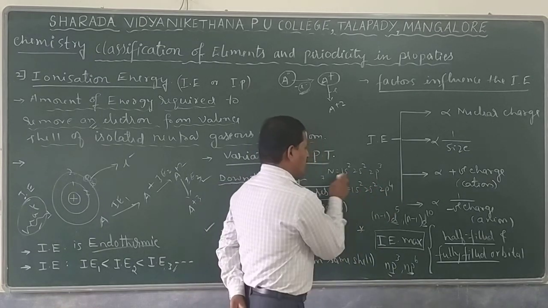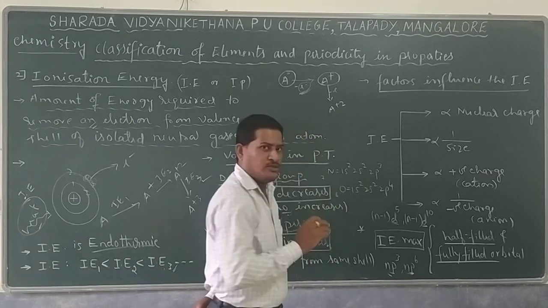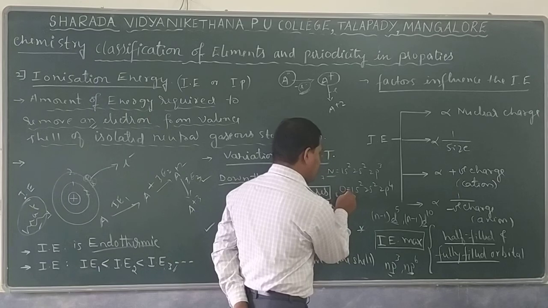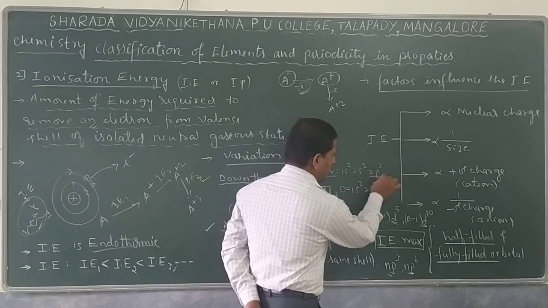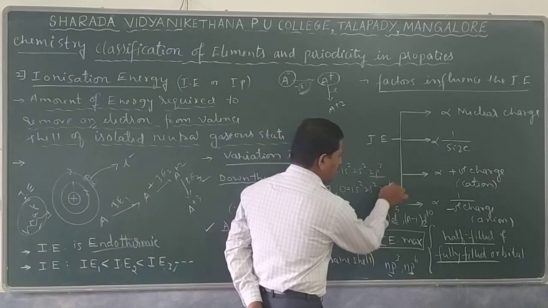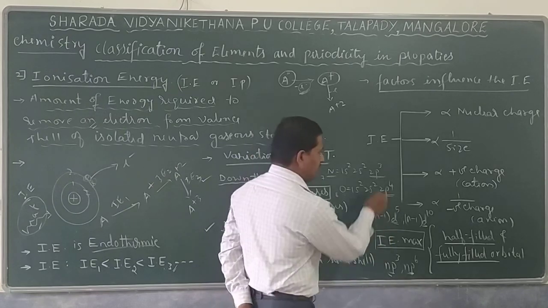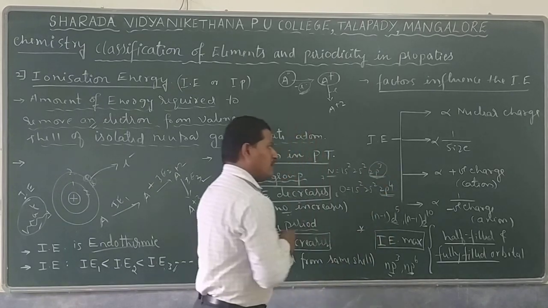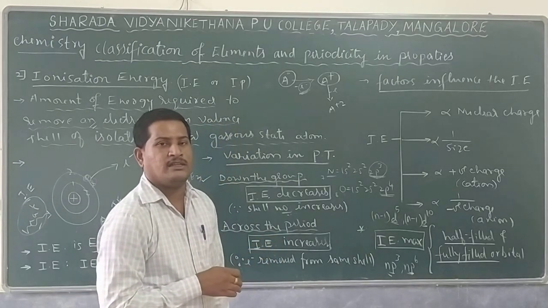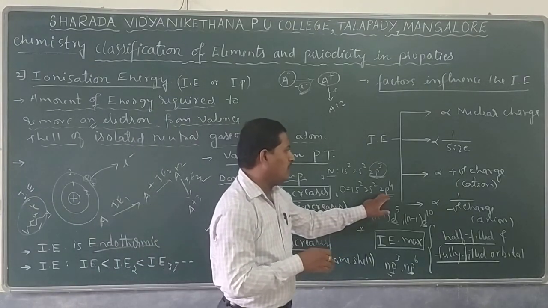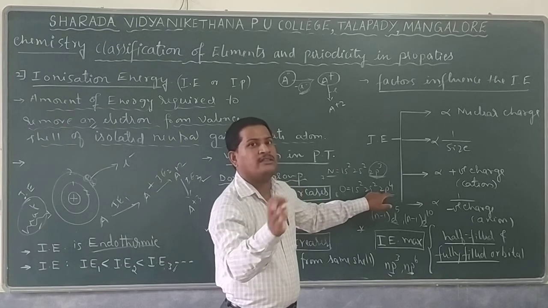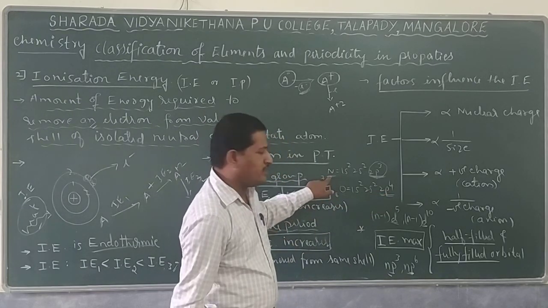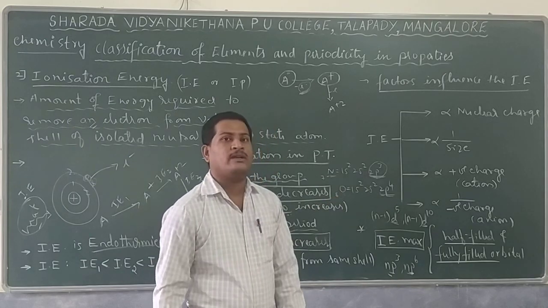Now tell me, out of nitrogen and oxygen, which shows more ionization energy? Nitrogen shows more ionization energy compared to oxygen, because look at the end configuration. Here 2p4 crosses the half filled state, but this is 2p3, half filled state. Removal of an electron from a half filled state needs more energy than from a configuration that is not half filled. So nitrogen shows higher ionization energy, whereas oxygen shows lower ionization energy.